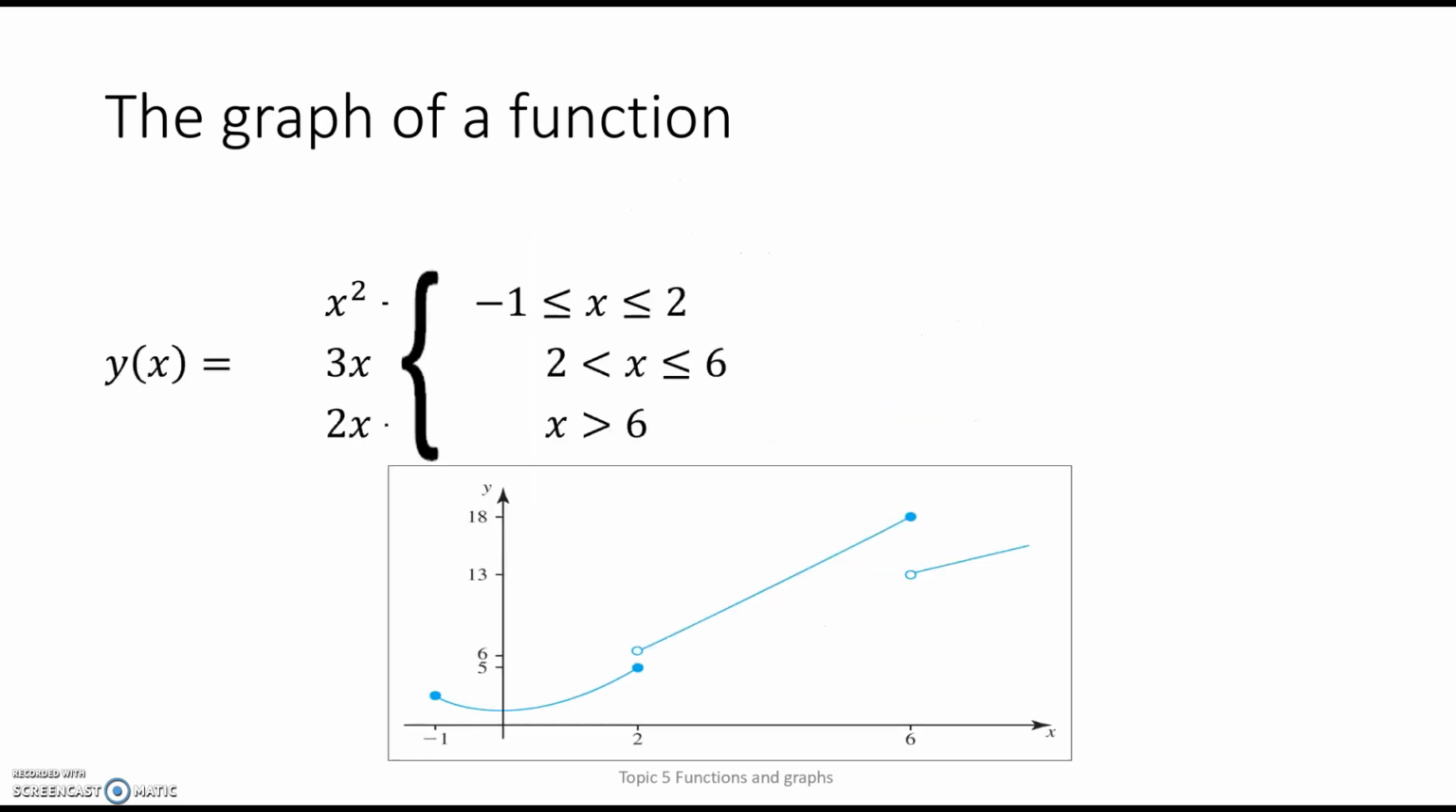We can also have a graph that's defined what we call piecewise. It's defined in pieces. So we've got a first bit, a second bit, and a third bit. Take note of where they begin and end. The first one includes the beginning and the end. The second one doesn't include the beginning but includes the end. And the third part, because it's x is greater than 6, doesn't include the beginning but just goes on indefinitely.